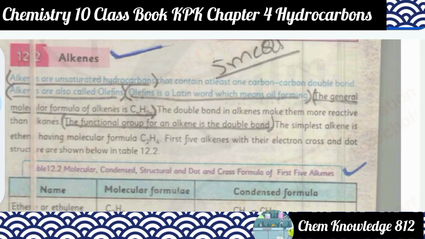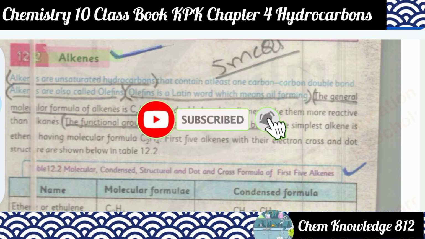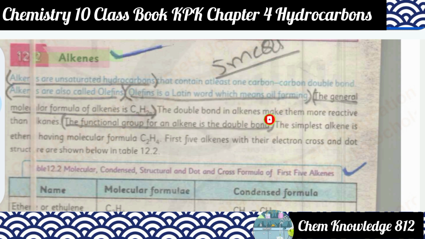So in this lecture, we will discuss the alkenes. You can say alkenes are unsaturated hydrocarbons that contain at least one carbon-carbon double bond. Alkenes are also called olefins. Olefin is a Latin word which means oil forming.